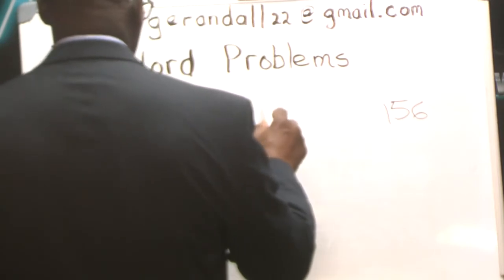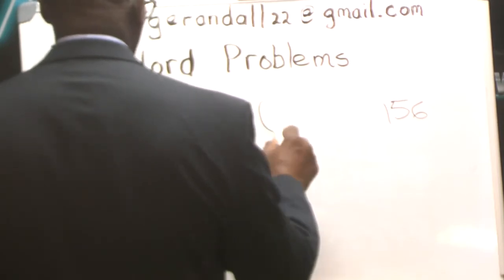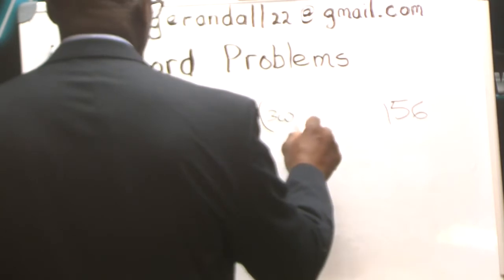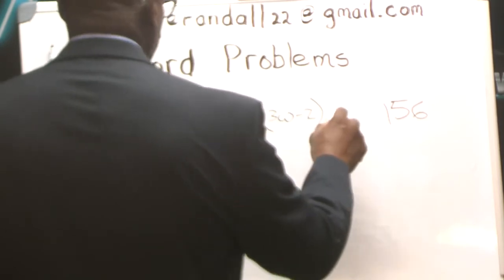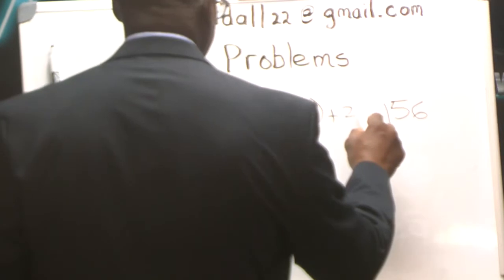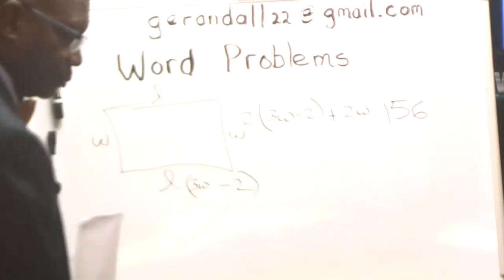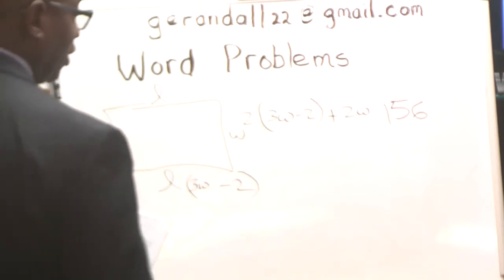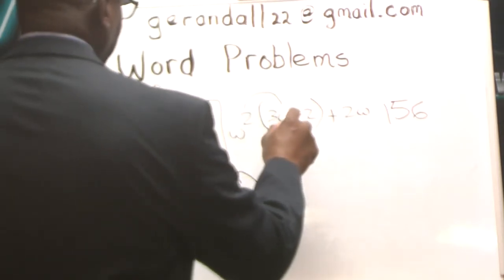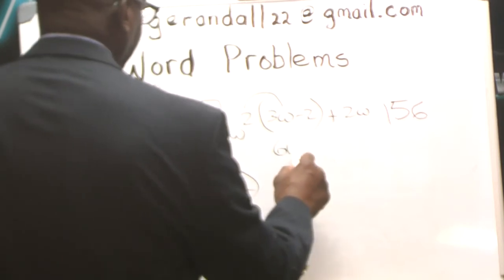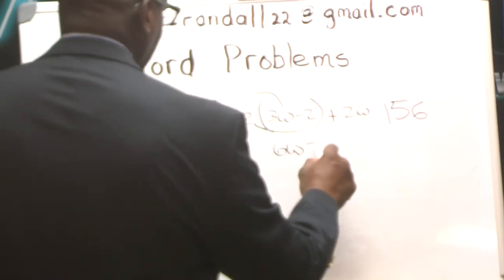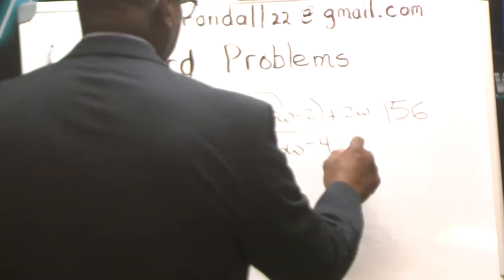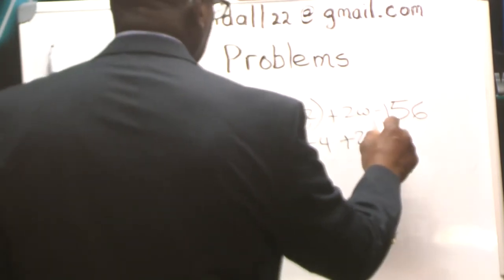We're going to have 2 times this plus 2W. Okay? Now we're going to use some distributive property that we talked about last week. 2 times 3W is 6W. 2 times this is minus 4, plus 2W equals 156.